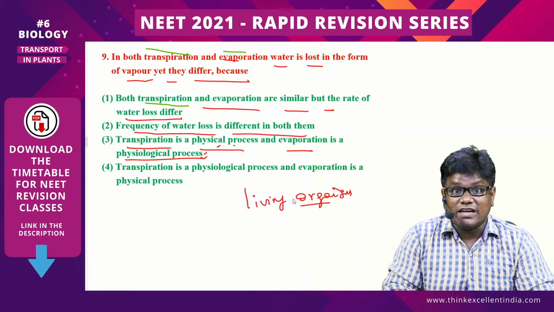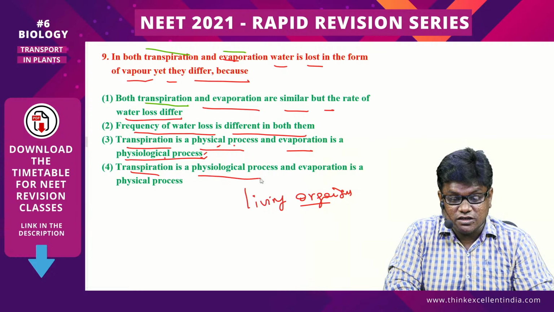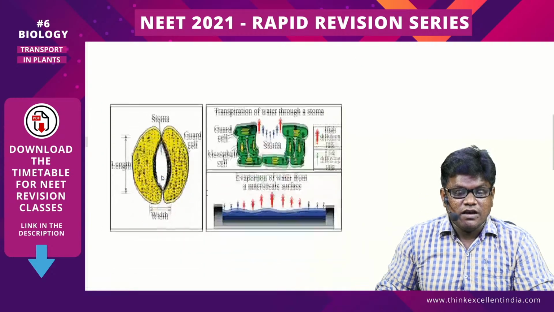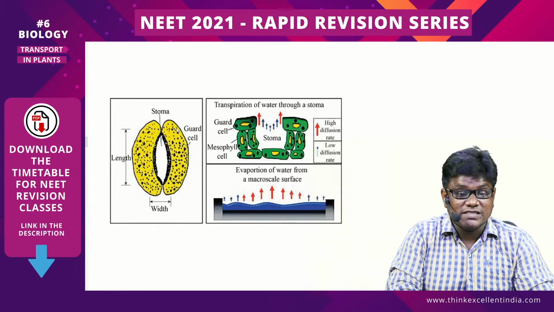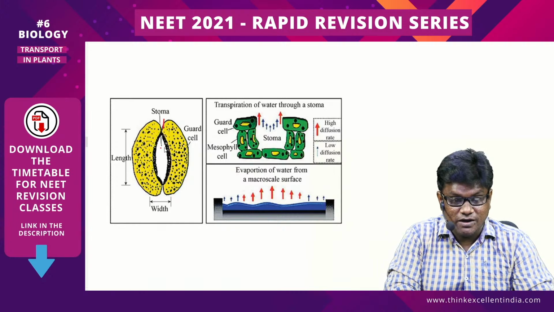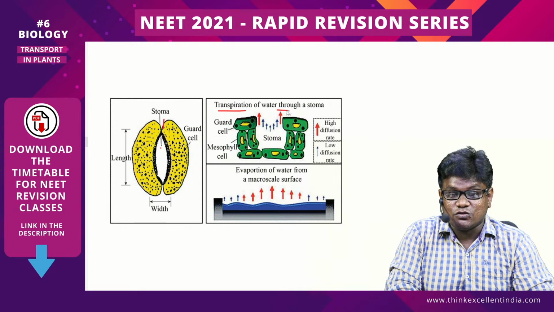Okay, is it clear, students? Transpiration is a physiological process, and evaporation is a physical process. We are going to see here, you can see the stoma. This is actually the stomatal cells. Here the guard cells are here, the stoma region which is opened, and in this region you can see very clear the transpiration of water through the stoma.